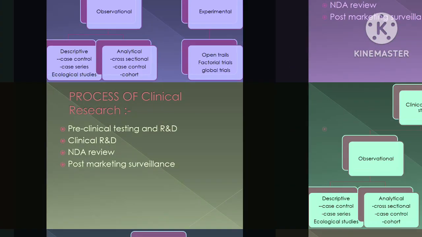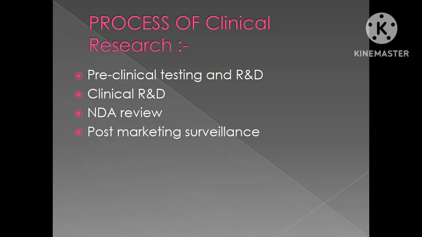Now we talk about the process of clinical research. Clinical research is divided into four parts: preclinical testing, which is also known as R&D, research and development; clinical R&D, NDA review, and post marketing surveillance. The preclinical testing ranges from 1 to 3 years, average 18 months. This is initial synthesis and included in phase 1. In this, animal testing also occurs, which is for short term.